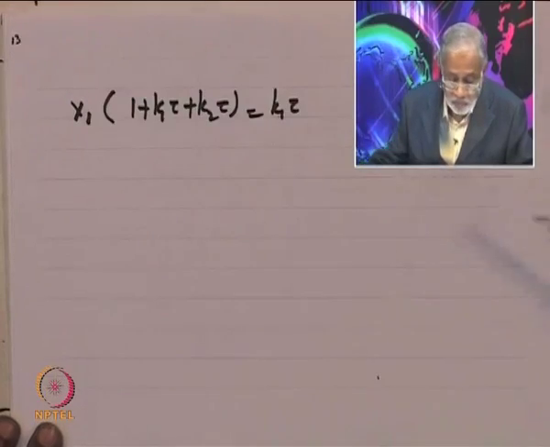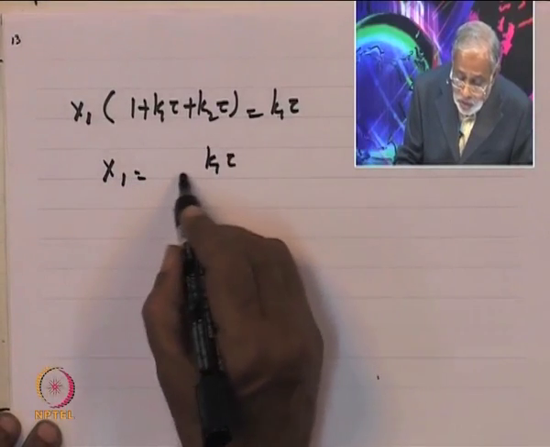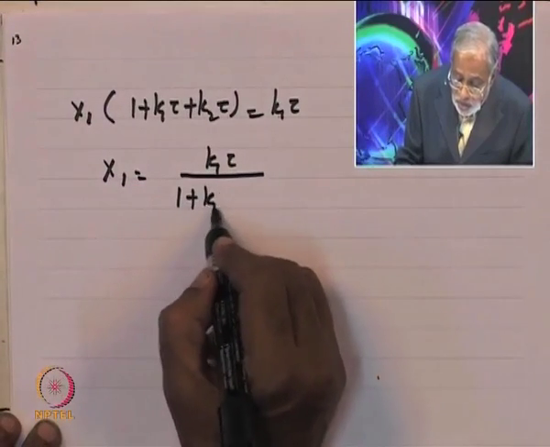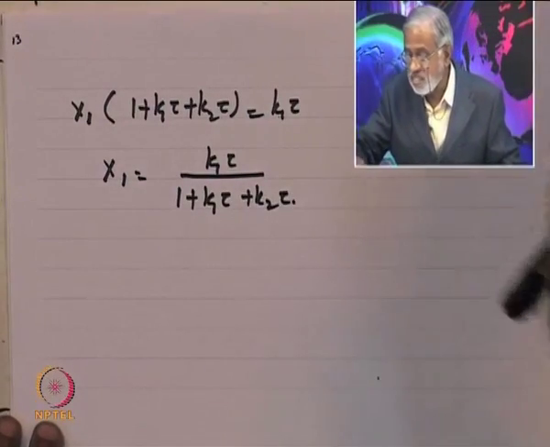So, this is what I have done. This gives you X1 equal to k1 tau divided by (1 plus k1 tau plus k2 tau). Is this clear? The rest is fairly straightforward.